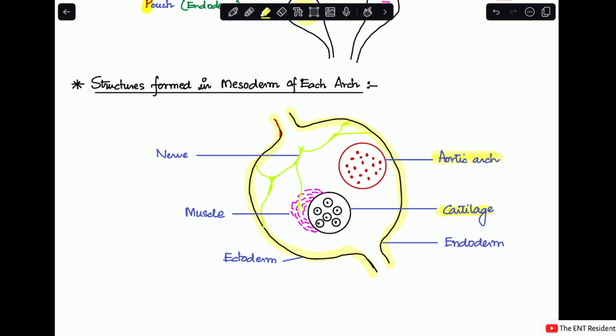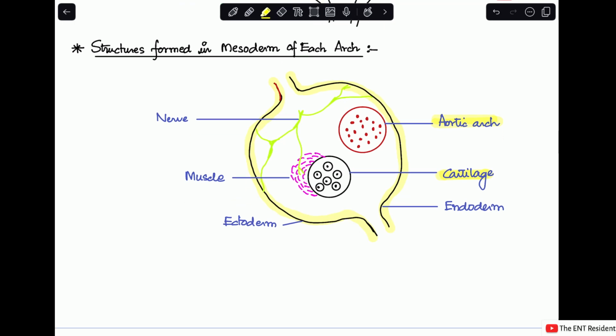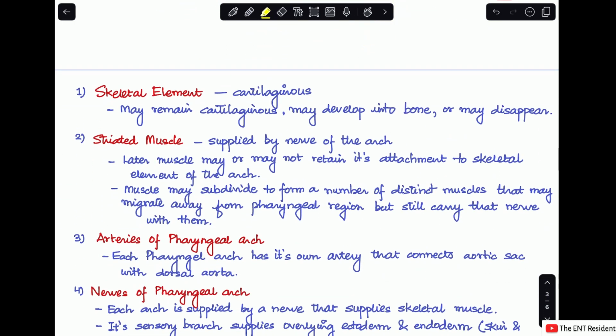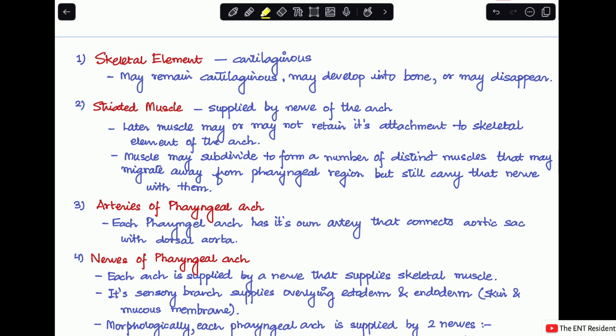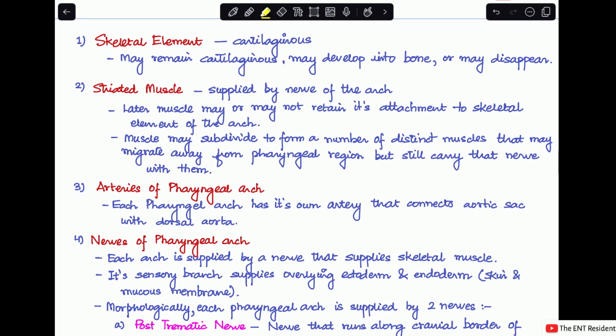I'll discuss a little bit more about the structures within the mesoderm. First, the skeletal element, as you have just seen, is the cartilaginous element, and this element may remain cartilaginous, or it may develop into a bone, or it may completely disappear. Next, the second part is the striated muscle. The striated muscle formed within each arch is supplied by the nerve of that particular arch. Later, this muscle may or may not retain its attachment to the skeletal element of the arch.